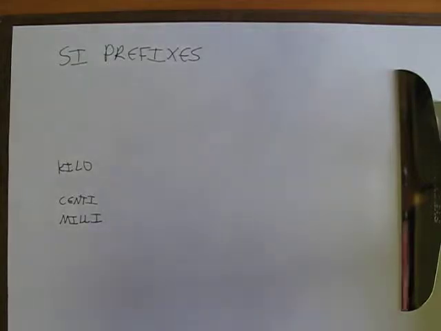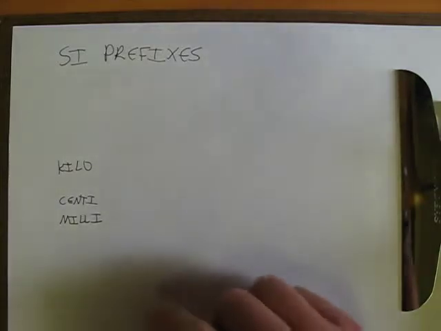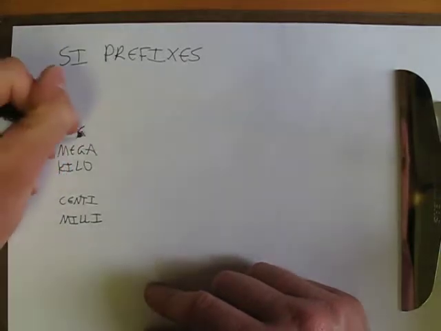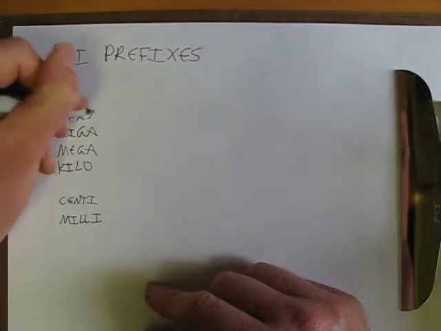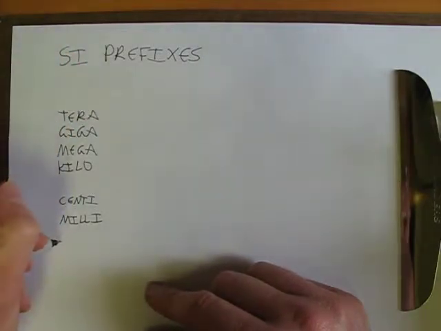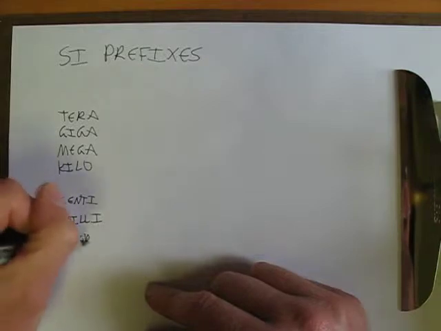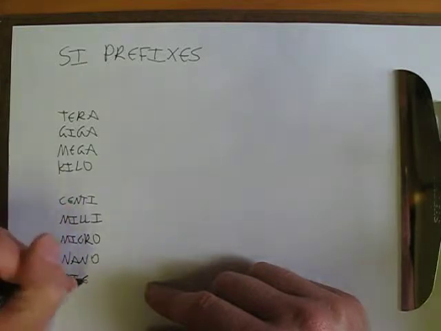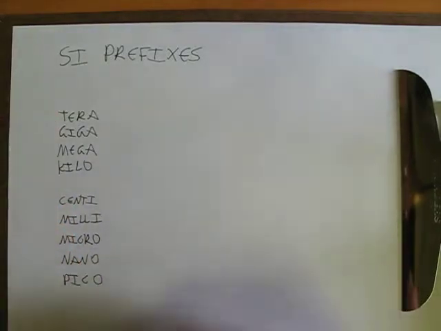So we're going to have kilobytes, centigrams, milligrams. But there are other ones that we can come up with that you know as well. There is mega, giga, tera, and then down below there's milli, micro, like microscope, and then nano, and then pico. And there's more up above tera and down below pico, but we're not going to get into those right now.